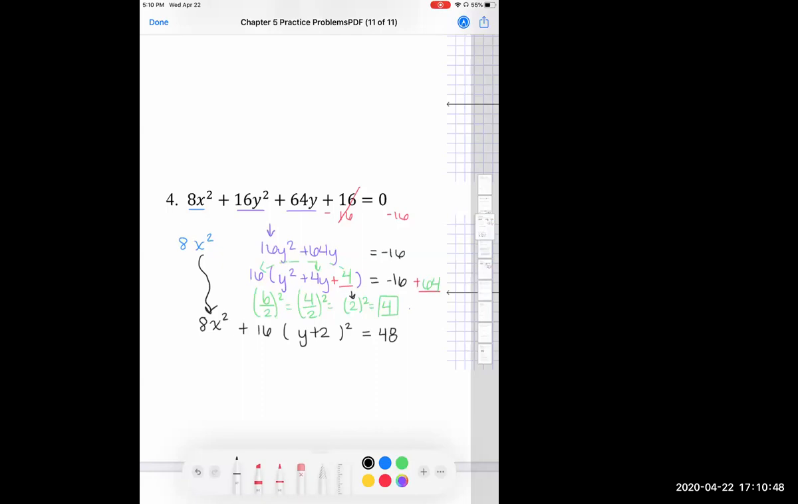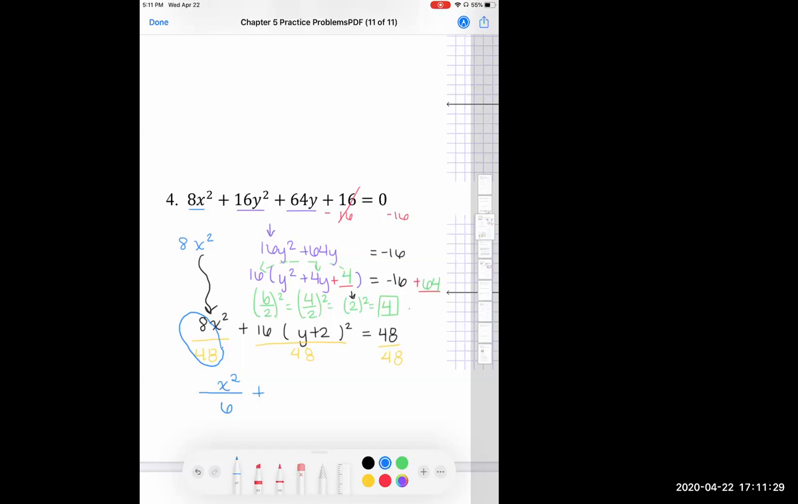Okay, now I want to divide the 48 into each term because I want to make that a 1. So 48 divided by 48 gives us that 1. But now I have to divide 48 into each term. Now it should simplify very nicely. 48 divided by 8 gives us 6. So we have x squared over 6, plus 48 is divided by 16 evenly. So we have a 3 in the denominator.